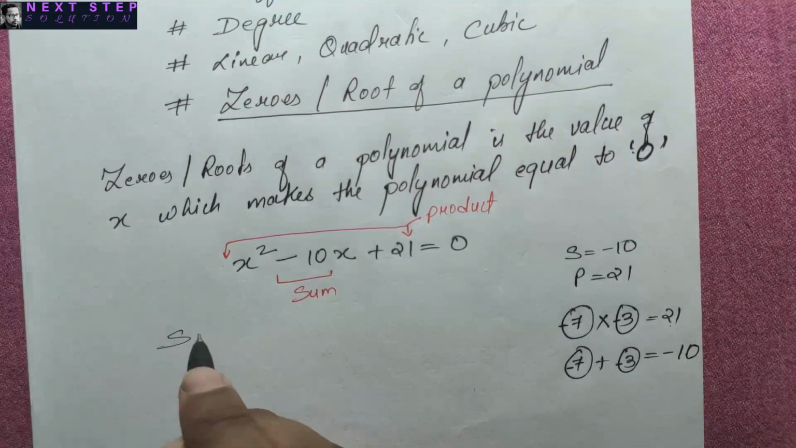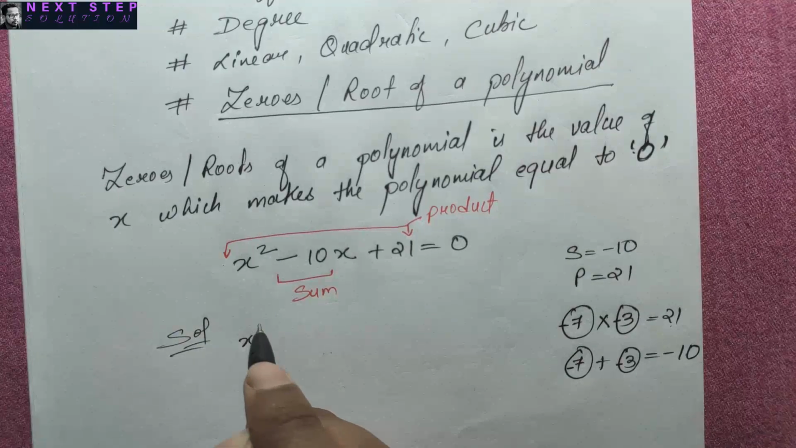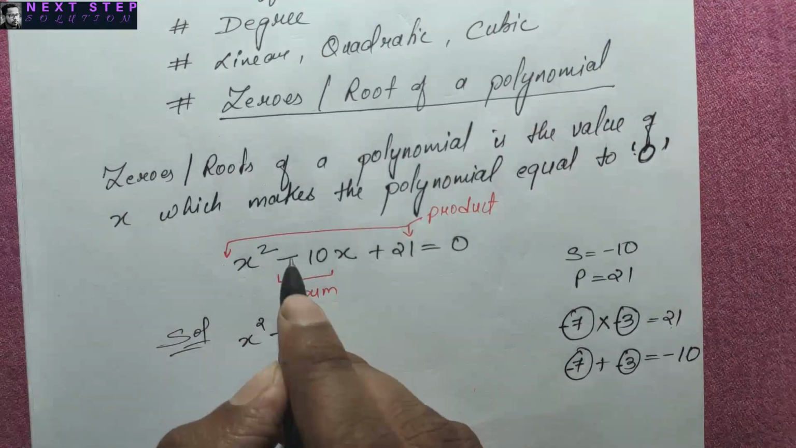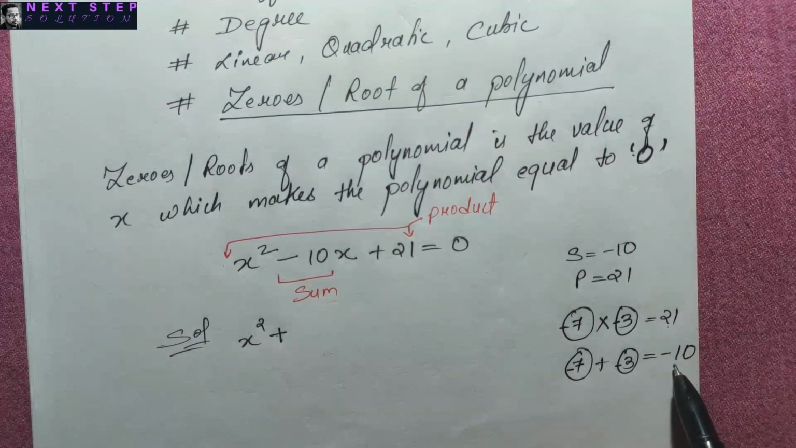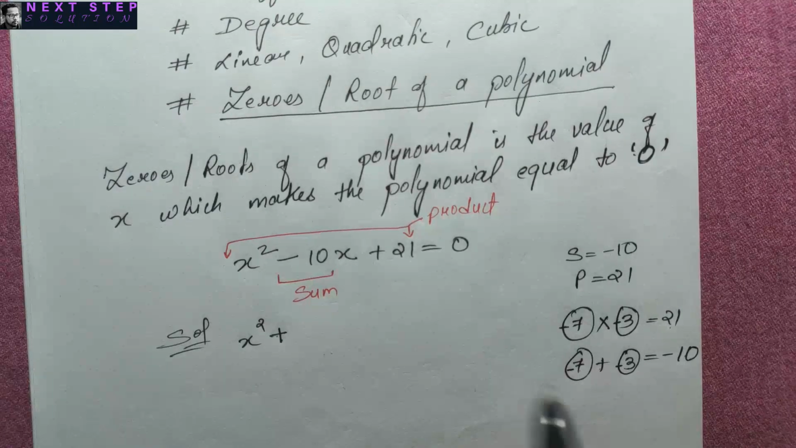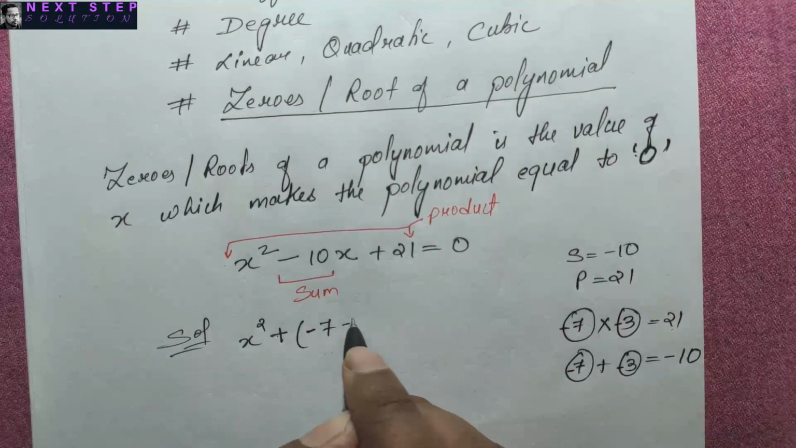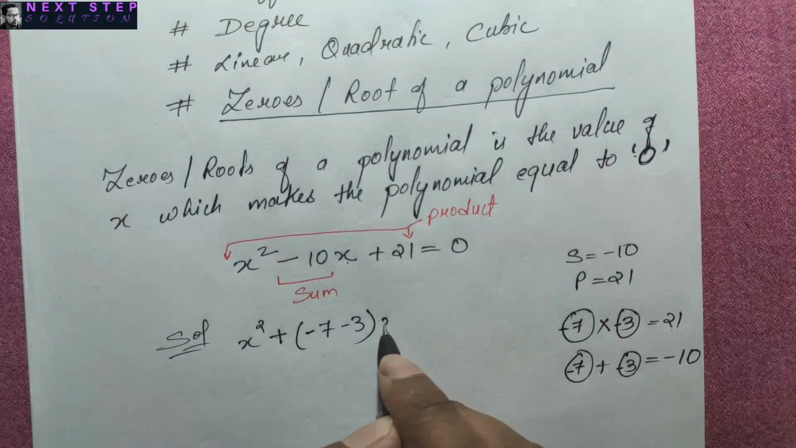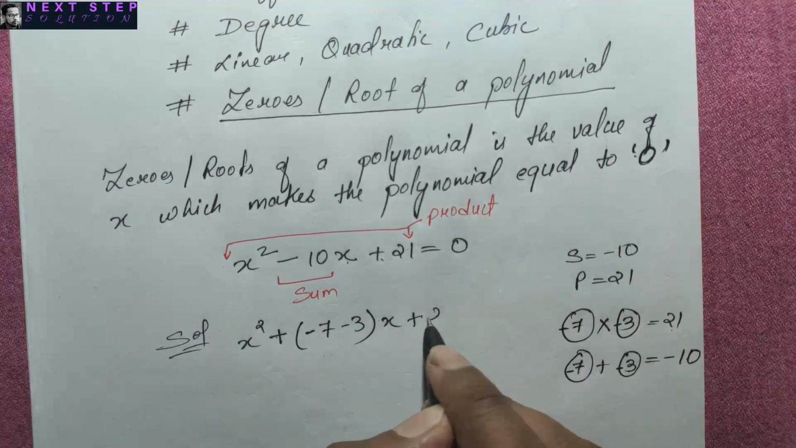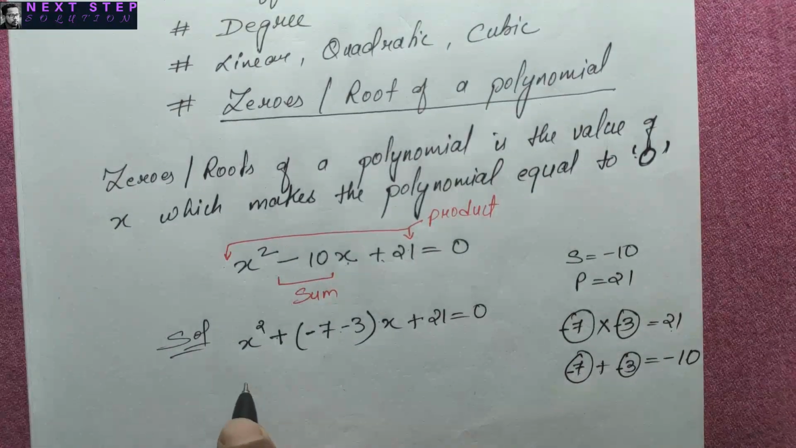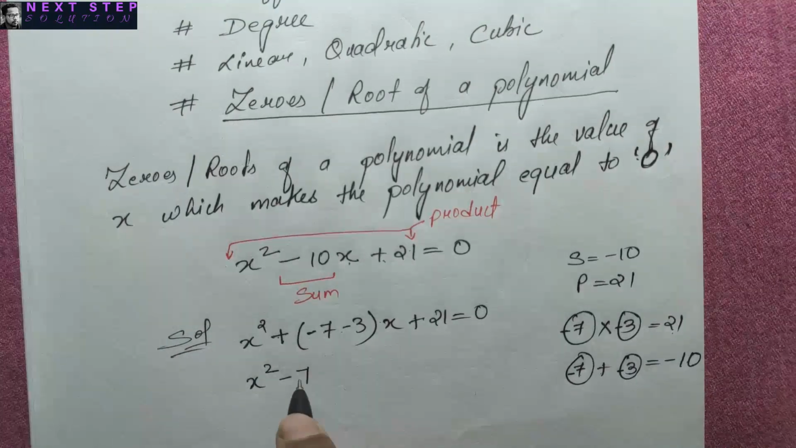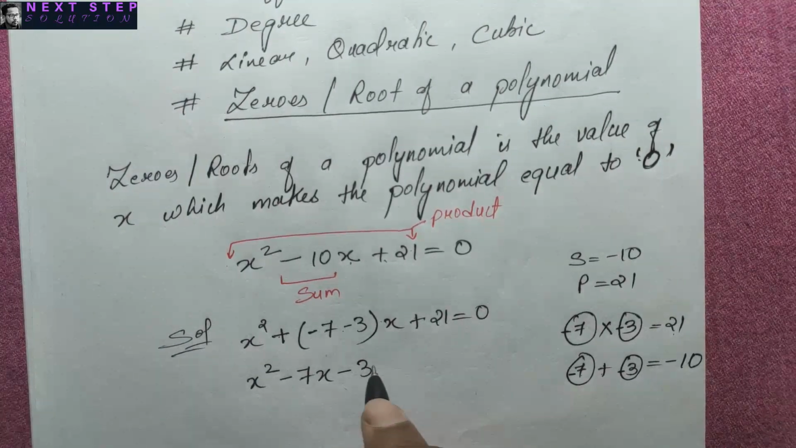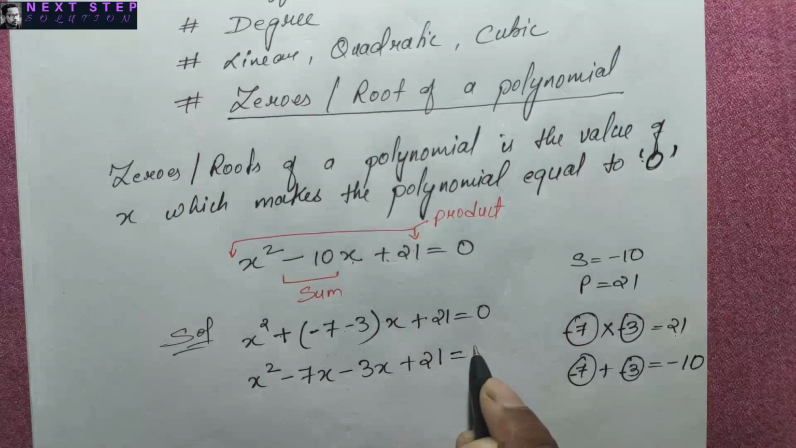Now to solve this, we write the first number as it is, x square. We always take plus, even if it is minus, because minus we have taken here. The two numbers are minus 7 and minus 3. So minus 7 minus 3, we close the bracket, we write down this x here plus and 21 here equals to 0. Now we remove the bracket, we write x square minus 7x minus 3x plus 21 equals to 0.